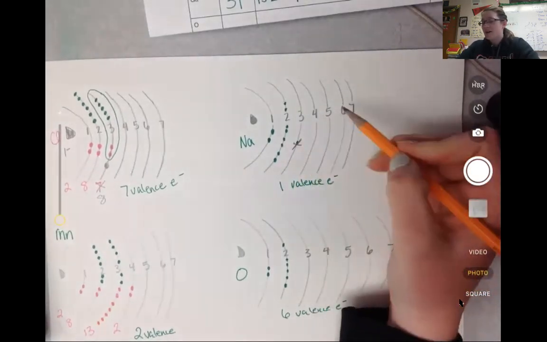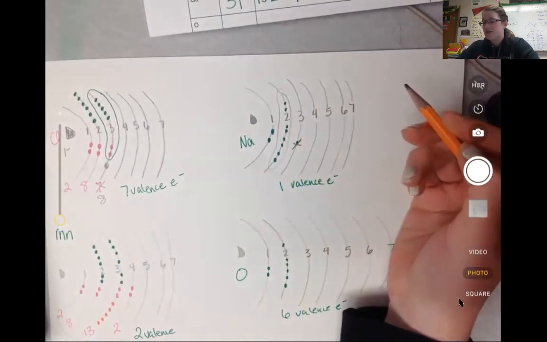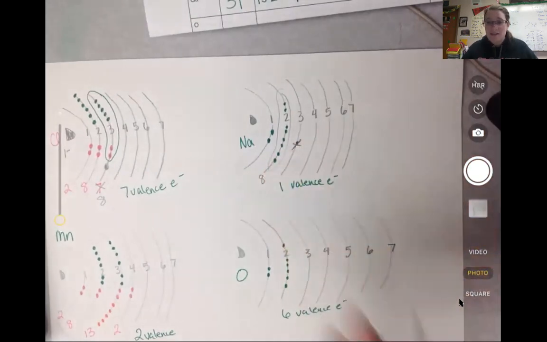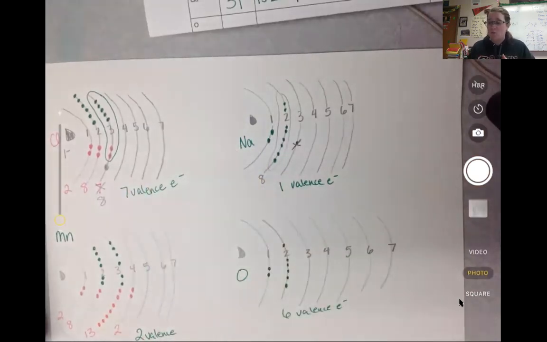Well, now the valence shell is this right here. And so how many valence electrons does he have? He has 8, just like a noble gas. These things are becoming noble gases. And these ones are very reactive because all they have to do is gain or lose 1 electron.